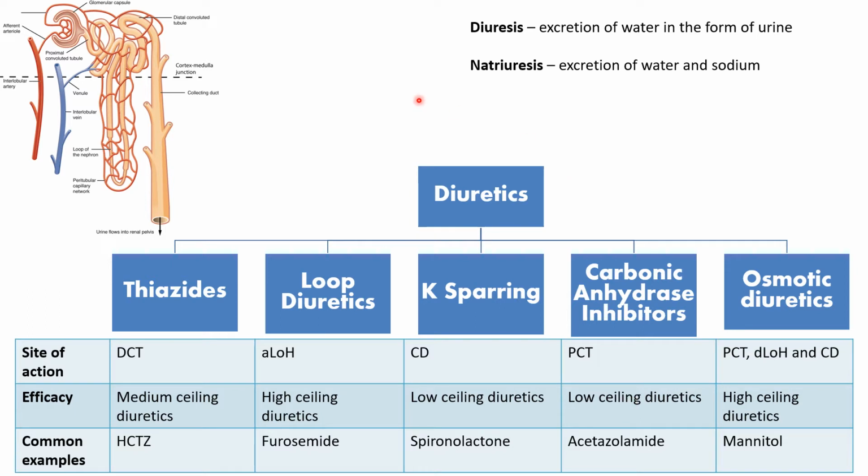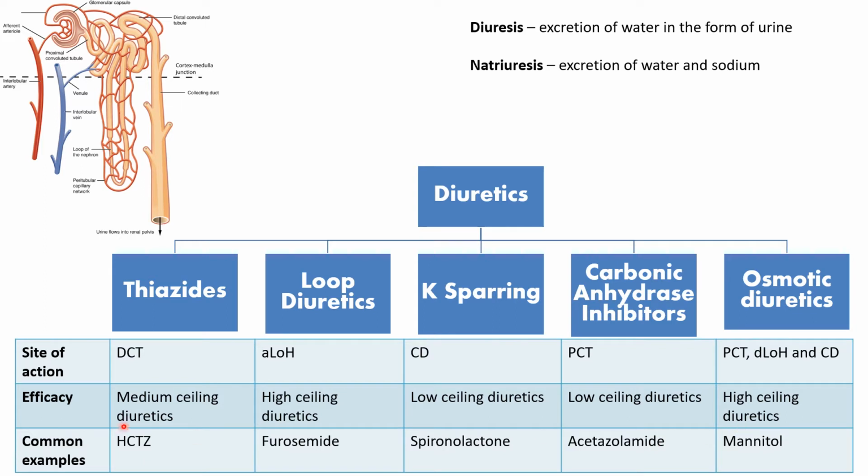And I just want to define two main words so you're not confused. Diuresis is the excretion of water in the form of urine, and we have this other term called natriuresis, which is the excretion of sodium along with water, because some of these diuretics just promote the excretion of water, which is just diuresis, but most of them promote the excretion of both water and sodium.